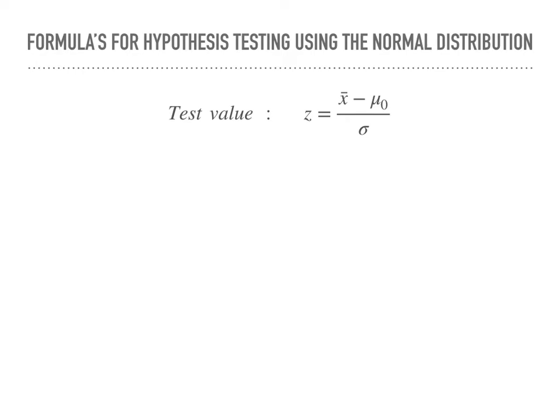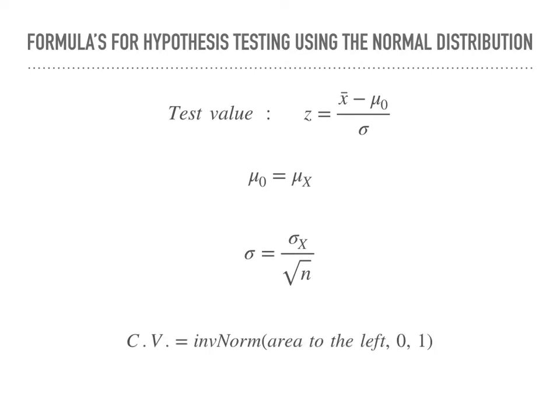If you're doing a hypothesis test using the normal distribution and you're talking about means, your test value is a z-value. Your sample mean minus that proposed mean value divided by the standard deviation. To find your critical value, you would use inverse norm, area to the left, 0 and 1. So let's look at an example.